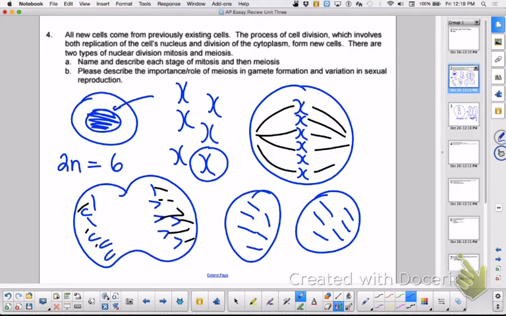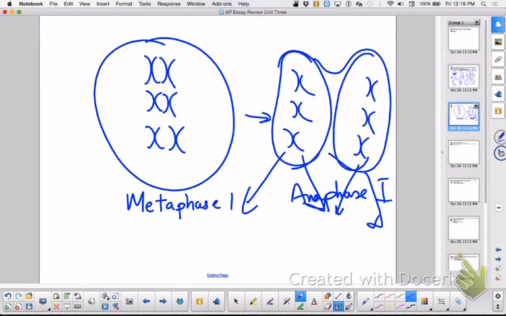Now, the first part says, name and describe each stage of mitosis and meiosis. The second part is, please describe the importance or role of meiosis in gamete formation and variation. So what did we say about meiosis on ways that we have variation? Where are the areas where we get variation? Crossing over. And you would tell me that crossing over occurs when? Prophase. Yeah, crossing over occurs during prophase 1.